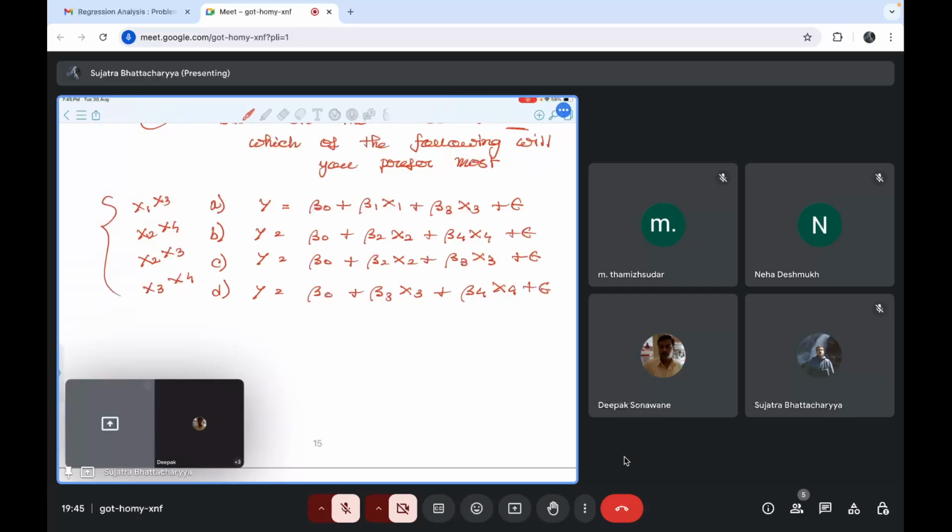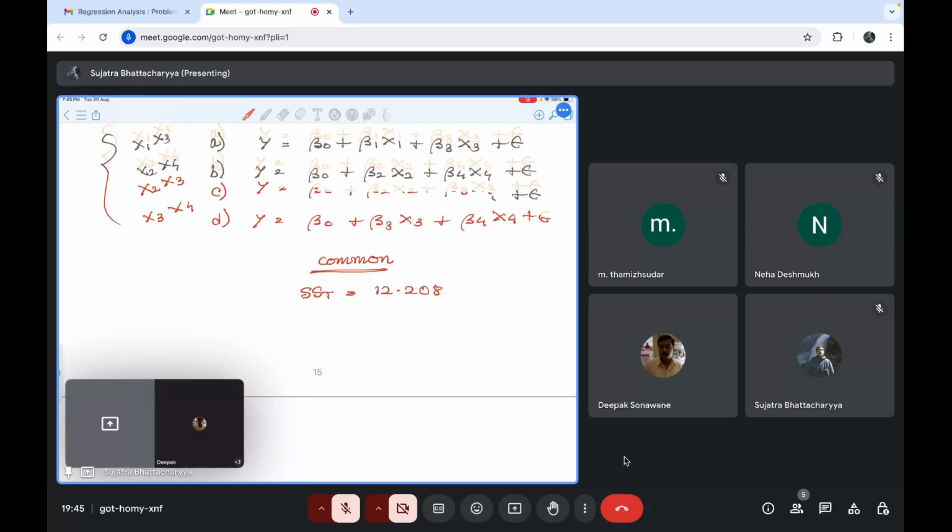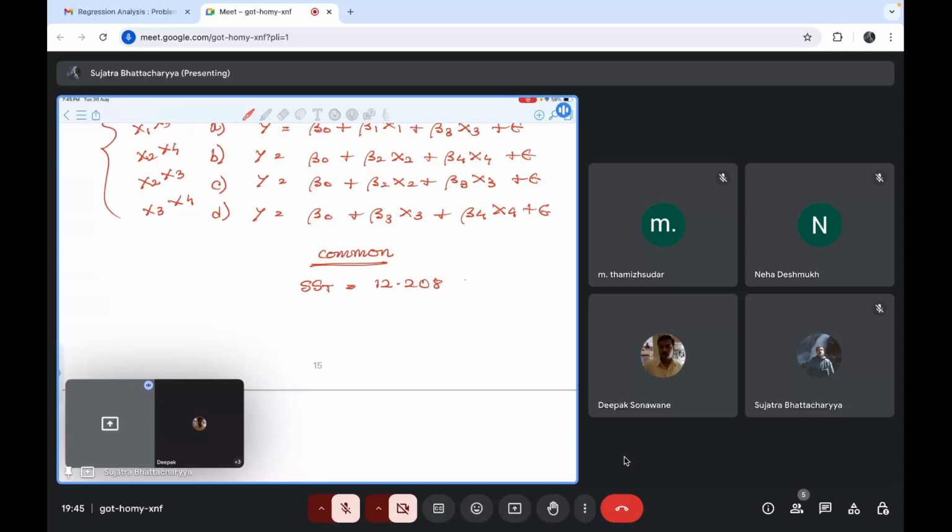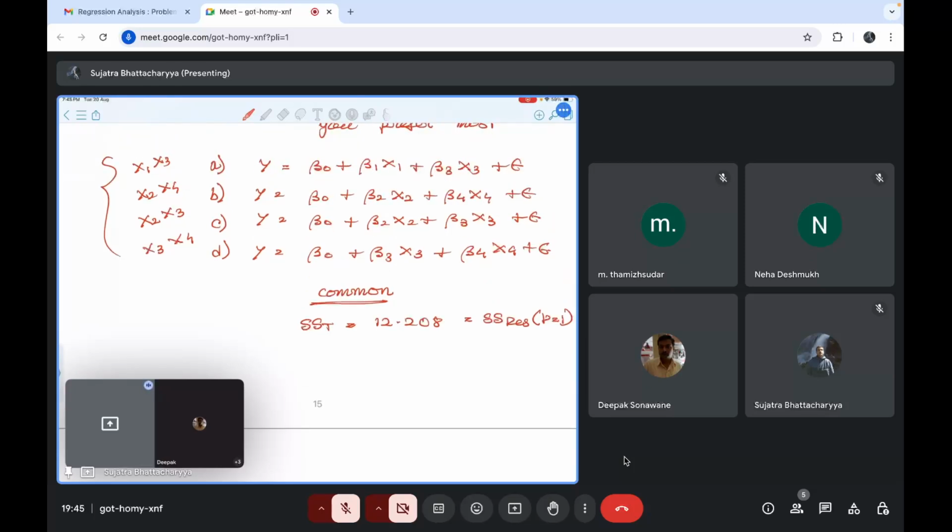Okay. So the common thing is that your SS total is nothing but 12.208, which we have already calculated. This will not change. This is nothing but SS residual for P equal to 1, which is zero degree. Okay. This is clear. Okay, and these are all two regressor problems. So P minus 1 is equal to 2, because there are two regressors in all cases.